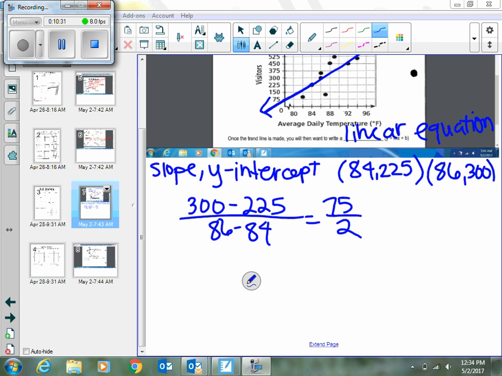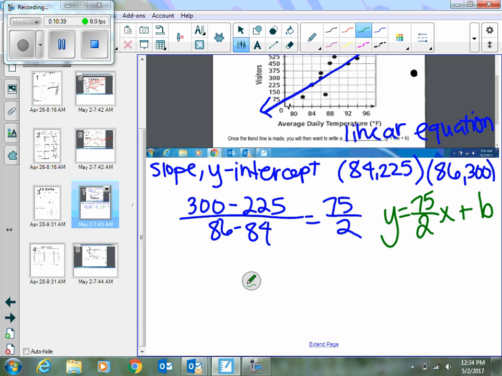So all I'm going to do is, we know y equals 75 over 2x plus b. Now we know how to do this. You have to plug in a point. So I'm going to plug in the second one. So x, y. I'm going to plug in 300 equals 75 over 2 times 86 over 1 plus b. This is going to give you a super high negative number. But mathematically, it will make sense. And realistically, it makes sense. If it's 0 degrees, you're probably in the negative. You can't have negative people, but you're going to be in the negative.